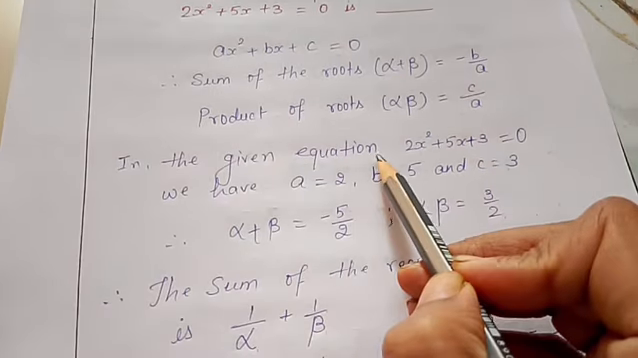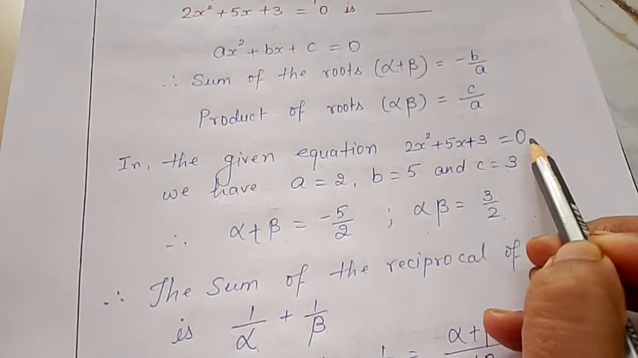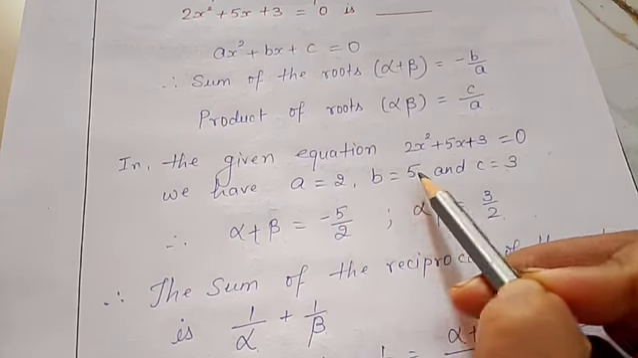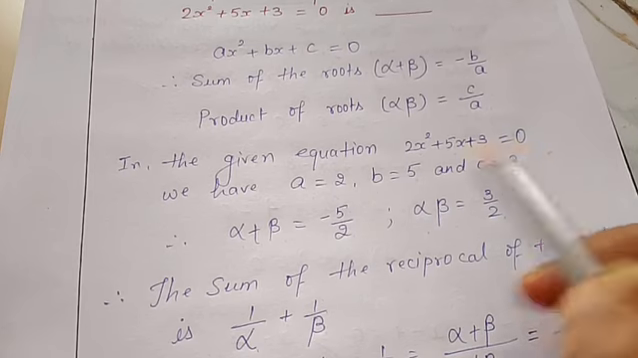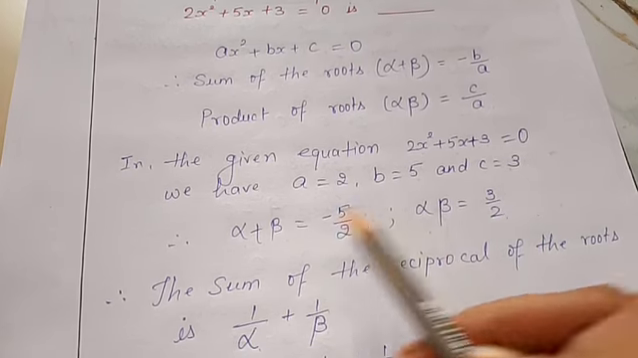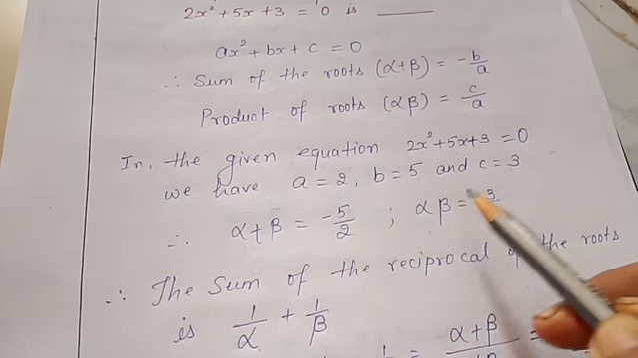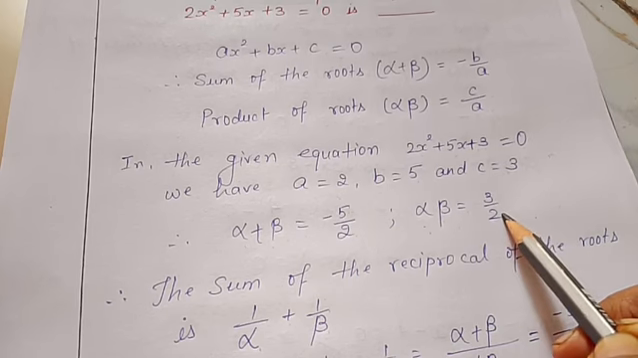The given equation is 2x square plus 5x plus 3 is equal to 0. So here a is equal to 2, b is equal to 5 and c is equal to 3. Find sum and product. Therefore alpha plus beta is equal to minus 5 upon 2 and alpha into beta is equal to 3 upon 2.